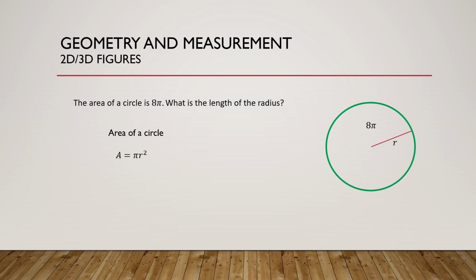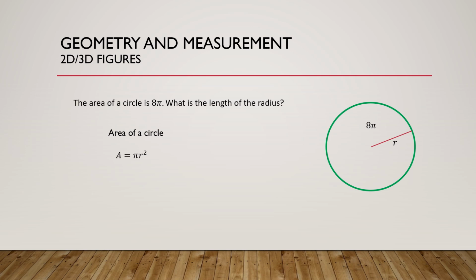The radius of a circle is the distance from the center of the circle to any point along the outside edge, whereas the diameter is the distance from one side of the circle through the center to the other side. Consequently, the diameter is always twice the radius.